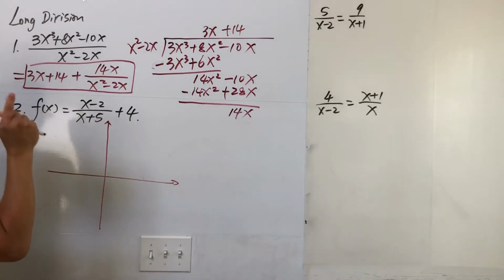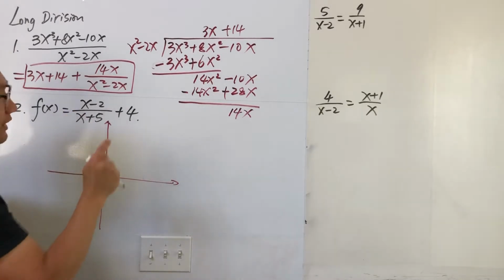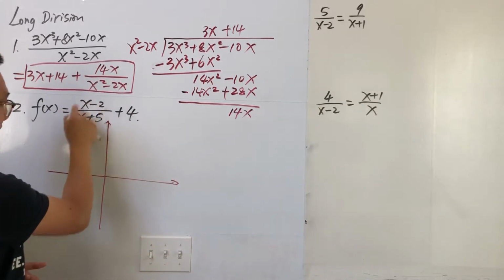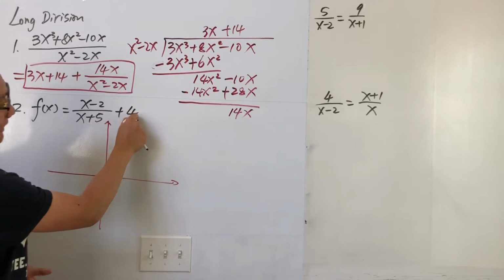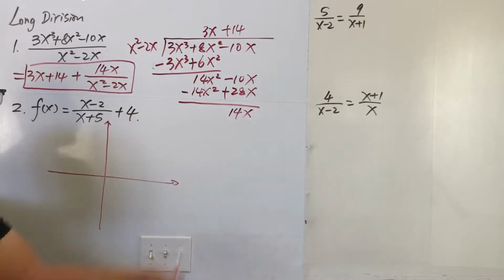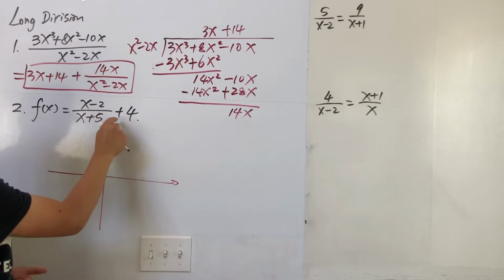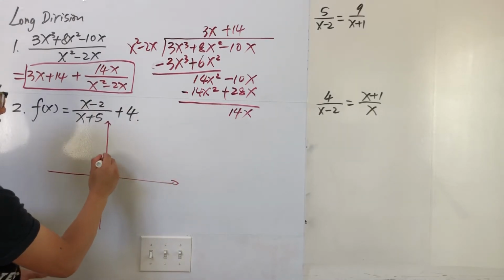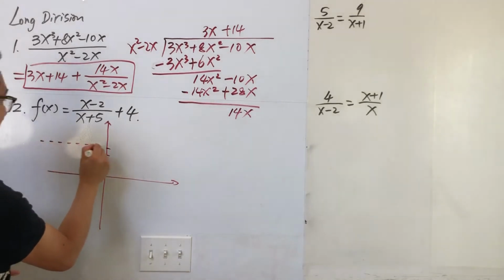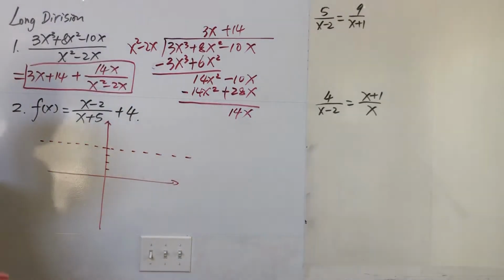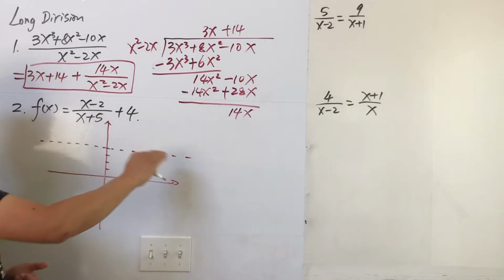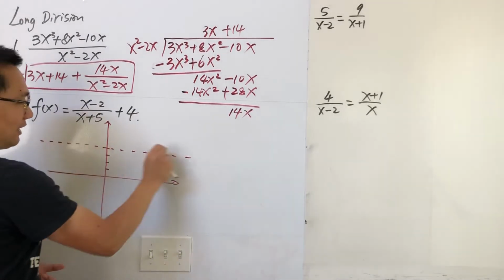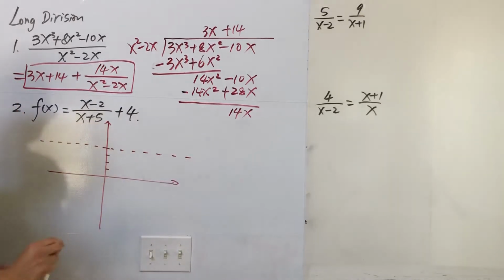Oh, sorry. First, you have to know the horizontal asymptote. You can see this is a rational function, add a number. This number is about the vertical shift. It moves up or down. If you see plus, that means move up 4 units. So 1, 2, 3, 4. That's the horizontal asymptote. You draw a dashed line here. So this is a horizontal asymptote. That means y equals 4 is the horizontal asymptote.